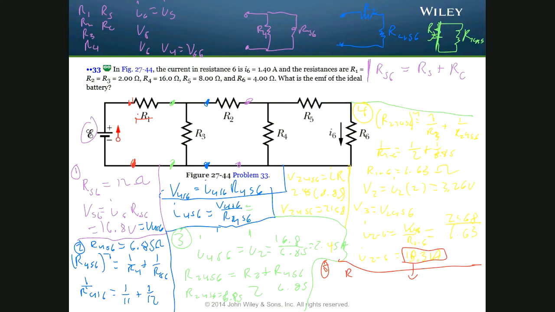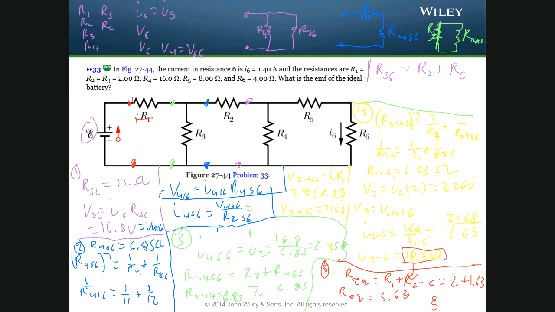All we need is R equiv, which is going to be equal to R1 plus R2 through 6. So that's going to be 2 ohms plus 1.63. So that's going to be 3.63.